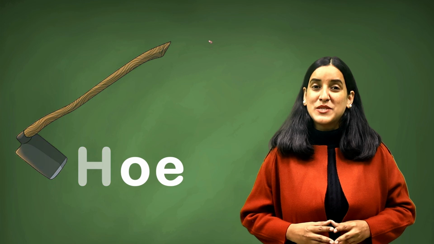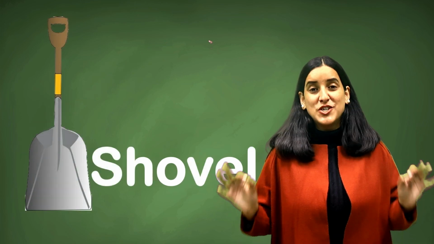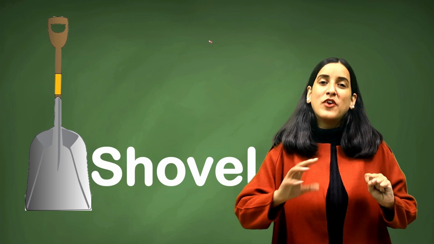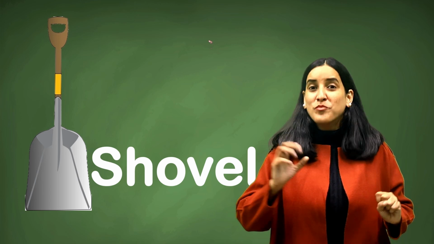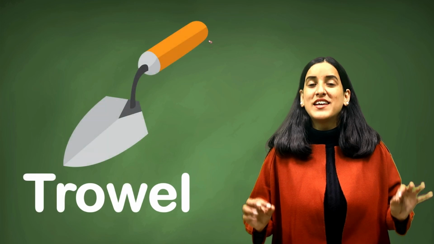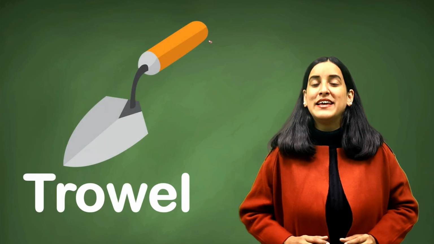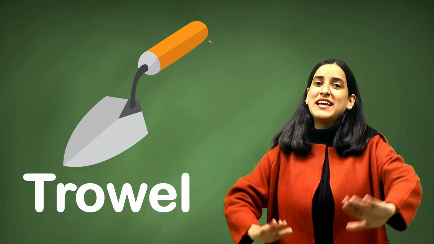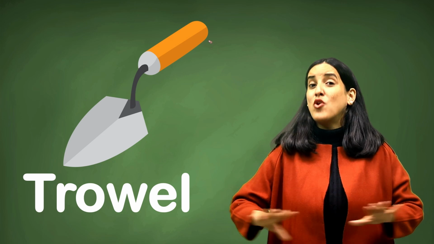Yes. Now, this one is called a shovel. Shovel. Now, this is used for digging, for lifting, and for moving material. This one is called a trowel. Trowel. Now, it is used for smoothing and spreading materials like cement and mortar.